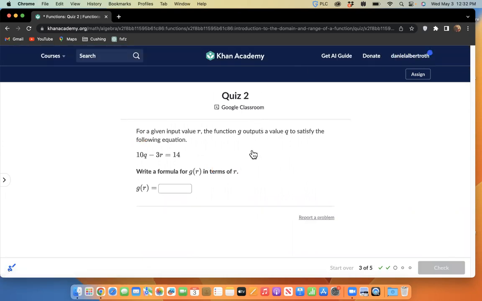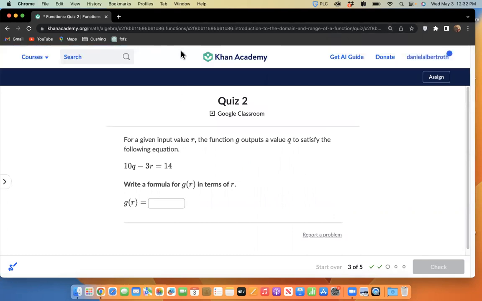All right, so this one says for a given input value R, the function G outputs a value Q. That's a lot of letters to satisfy the following equation. That's ridiculous. 10Q minus 3R equals 14. So what I want to do is write a formula for G of R in terms of R. So I want to write a function where it's all written in terms of R. So I only want R on this side, because then I can plug in different numbers for R and it'll tell me what the output is. And I think the output is Q.